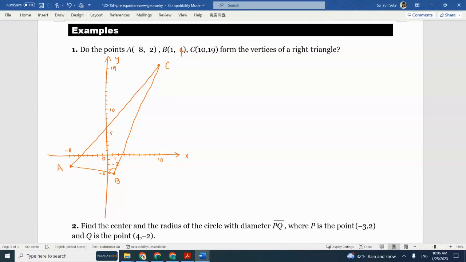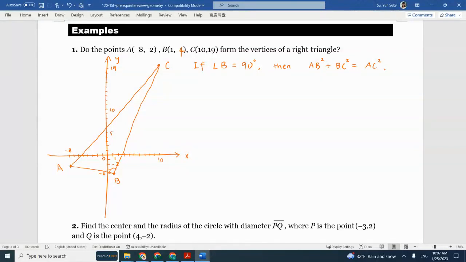There are so many different ways to solve this problem. One way we can use is the Pythagorean theorem. If the angle B is a right angle, which is 90 degrees, then by the Pythagorean theorem we should have the side AB squared plus the side BC squared equal to the hypotenuse squared. And you can see the hypotenuse is AC. That is the longest side of this triangle, right? So this should be true.